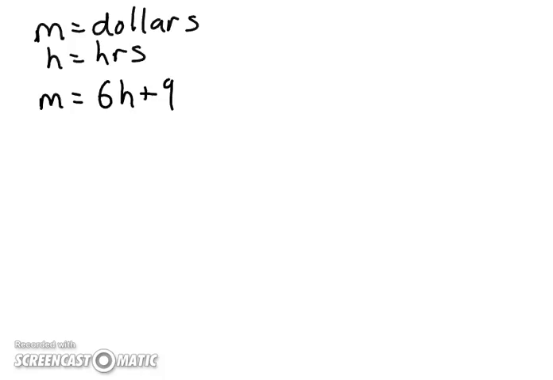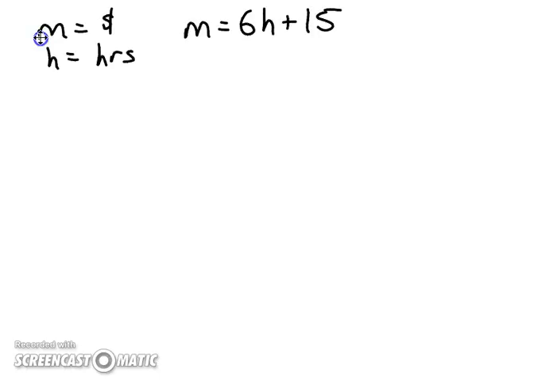So if we start to label these, M equals dollars, the amount of money. H equals hours that he's babysitting. And then they give us the equation M equals 6H plus 15.